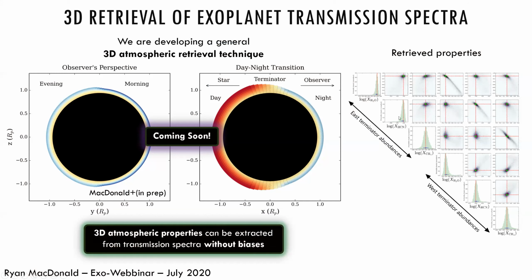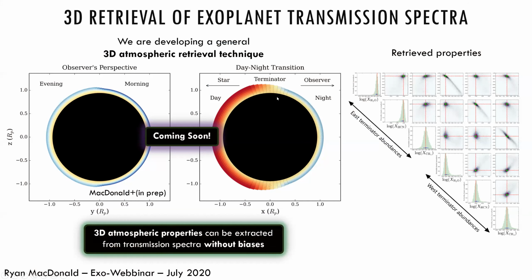So this corner plot that I was showing here was for a simplistic model where you assume that you have a sharp boundary between the morning and the evening terminator. So that's why, for example, each of these abundances, like the water abundance here, would be just the abundance on the morning terminator and the abundance on the evening terminator.